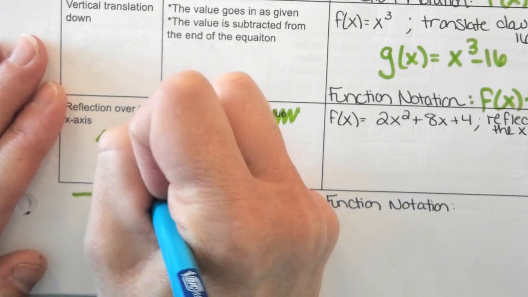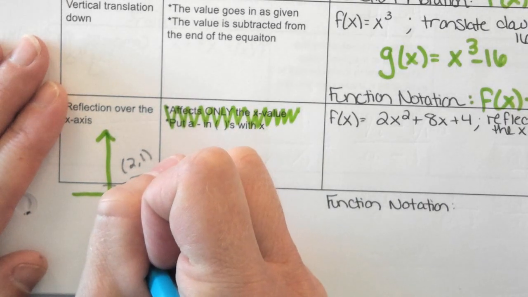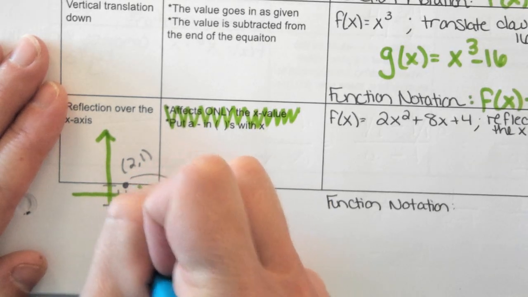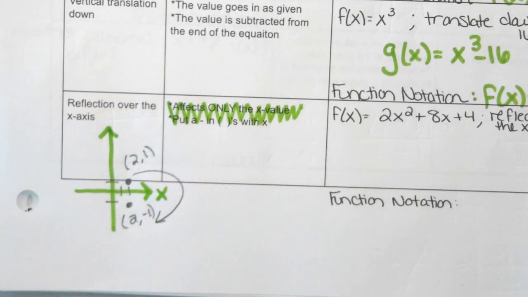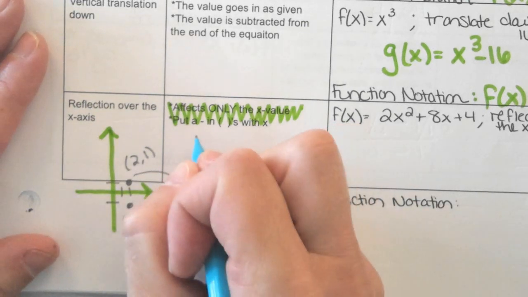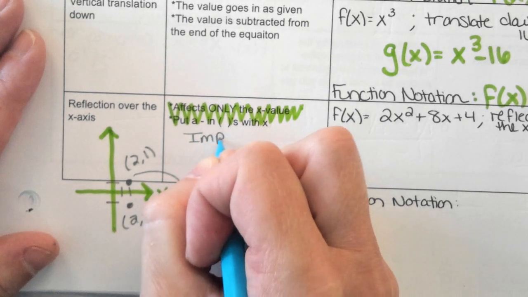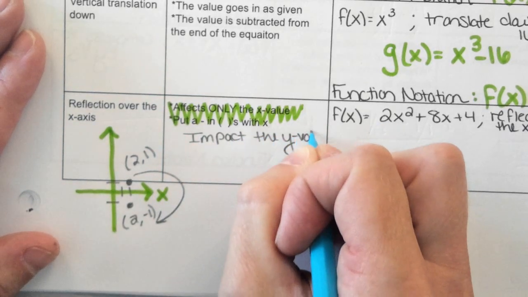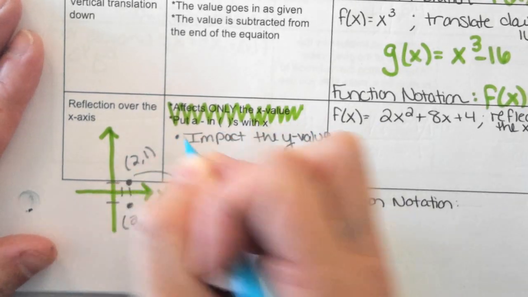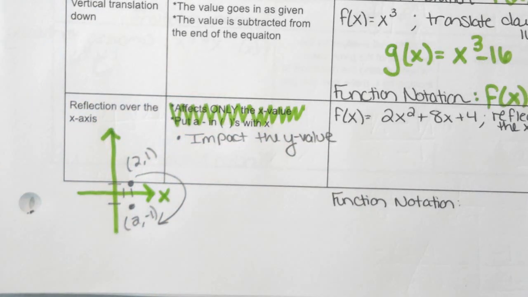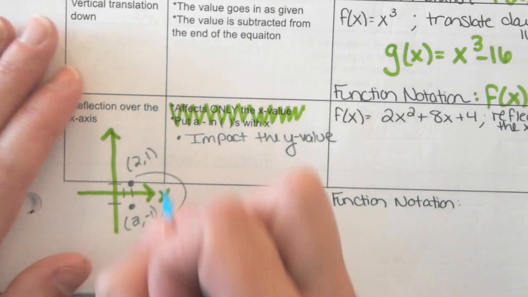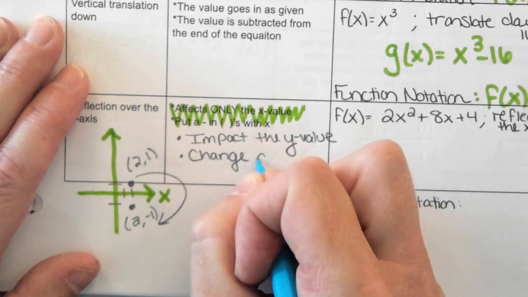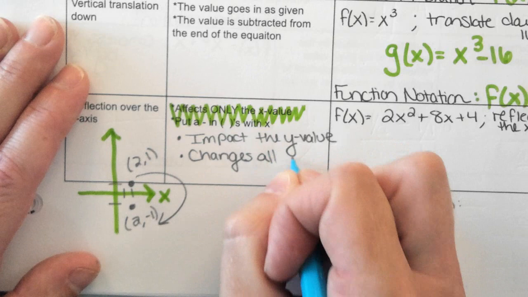What's the new location? So this was 2, 1. What's my new location? 2, -1. So what changed? The y value. So we are going to impact the y value. So that's what it should say here instead, is that we are going to impact the y value. And it's going to, in turn, change all the signs in our equation. Changes all signs.